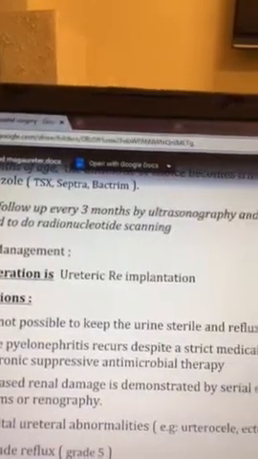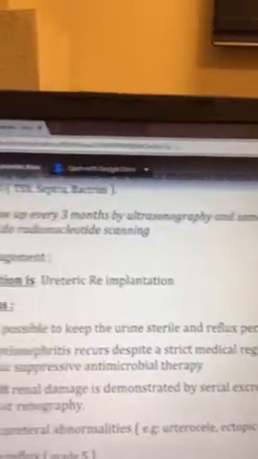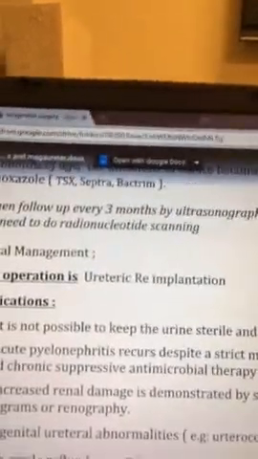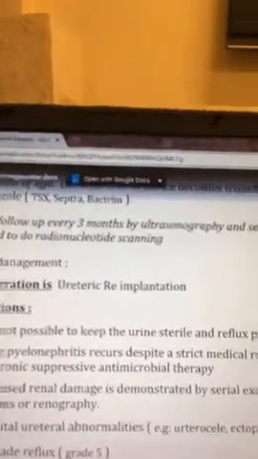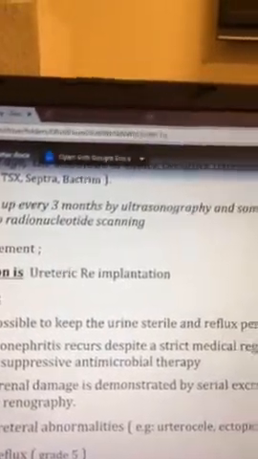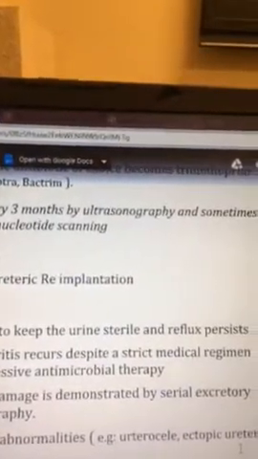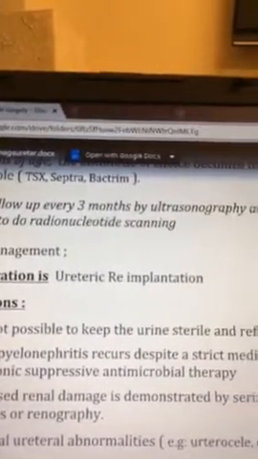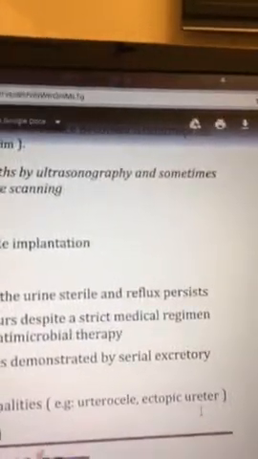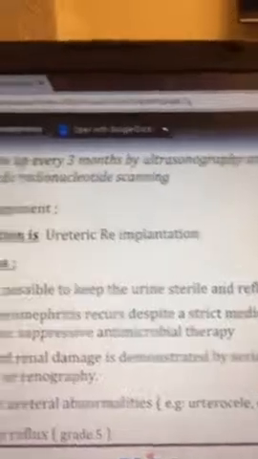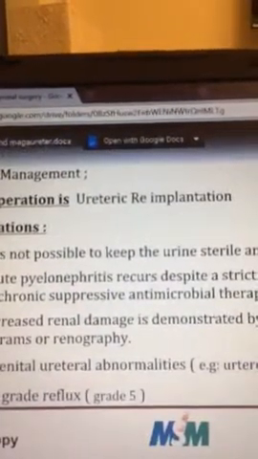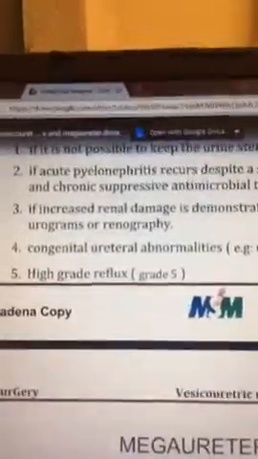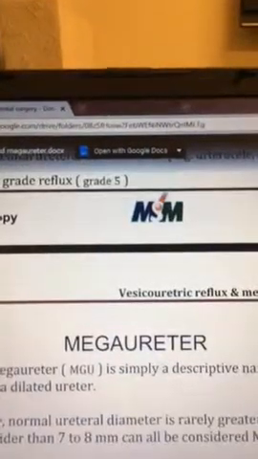If acute pyelonephritis recurs despite a strict medical regimen and chronic suppressive antimicrobial therapy. If there is increased renal damage, demonstrated on serial excretory urograms or renography. Congenital ureteral abnormalities like ectopic ureter or ureterocele, and high-grade reflux like grade 5. We can deal with the rest medically.